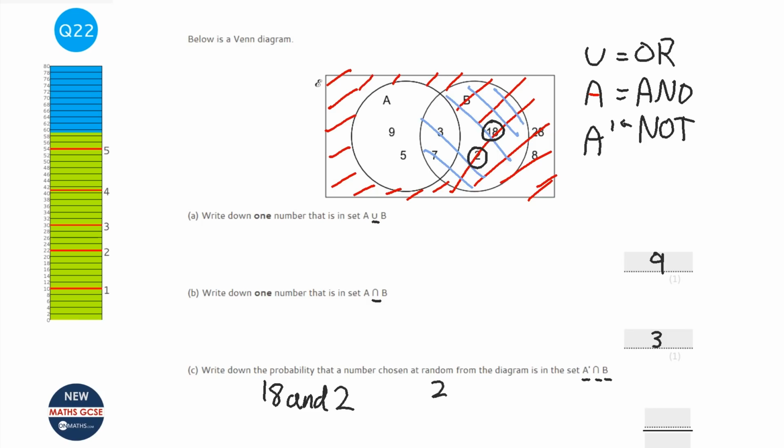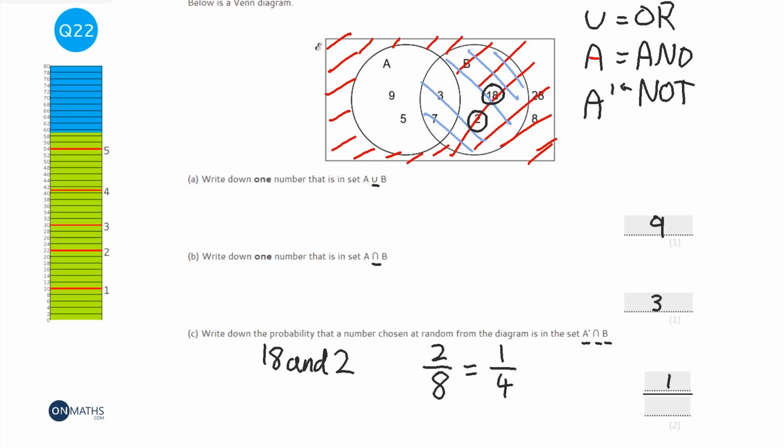So there are 2 numbers that fit that bill, so that will go at the top of our fraction. And there's 1, 2, 3, 4, 5, 6, 7, 8 in total. Now I can simplify that a little bit to make it a quarter. And so my answer to that will be 1/4, or a quarter.